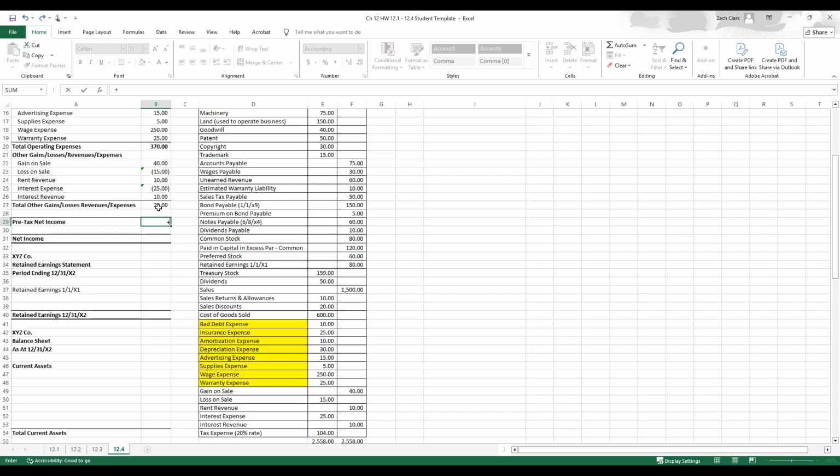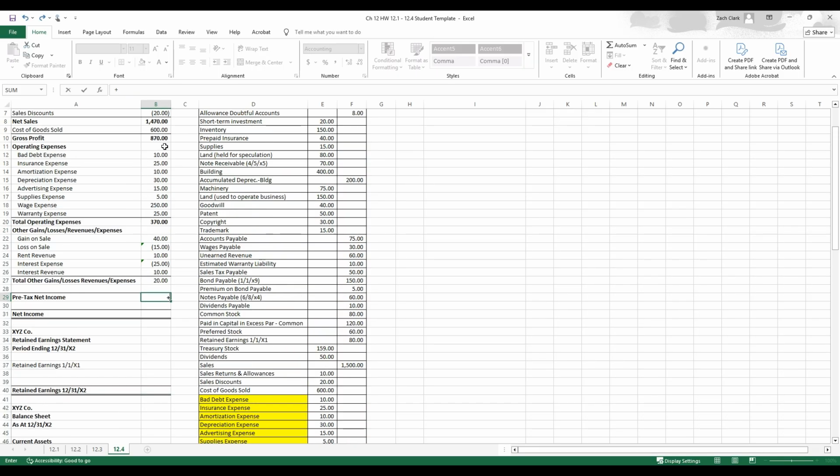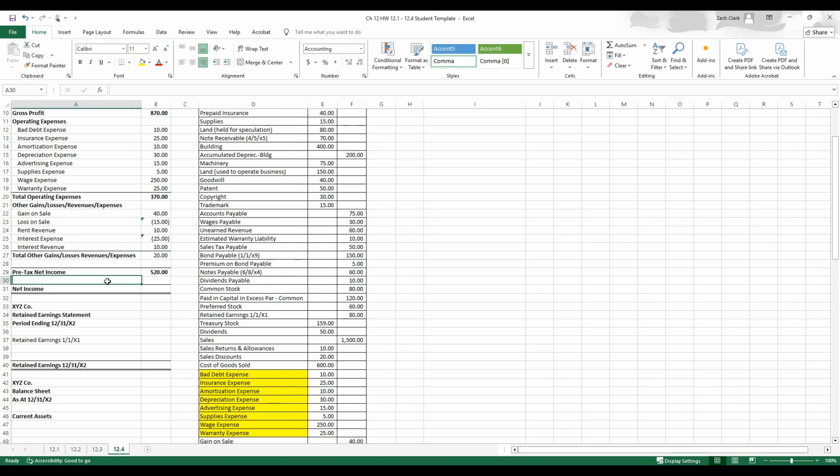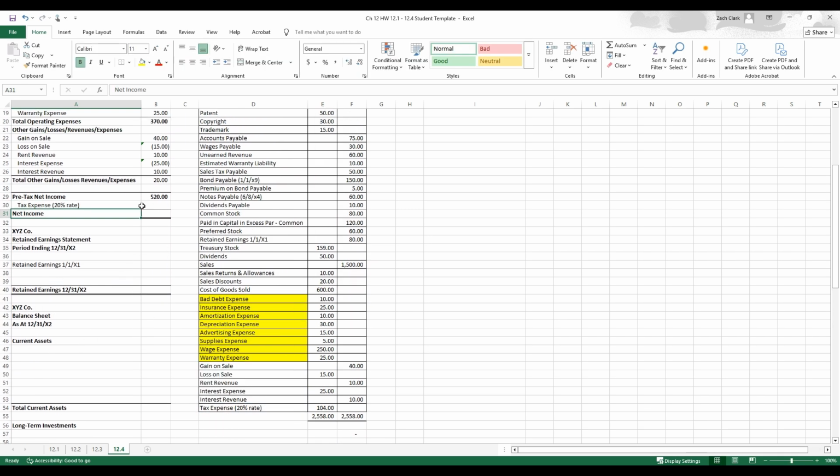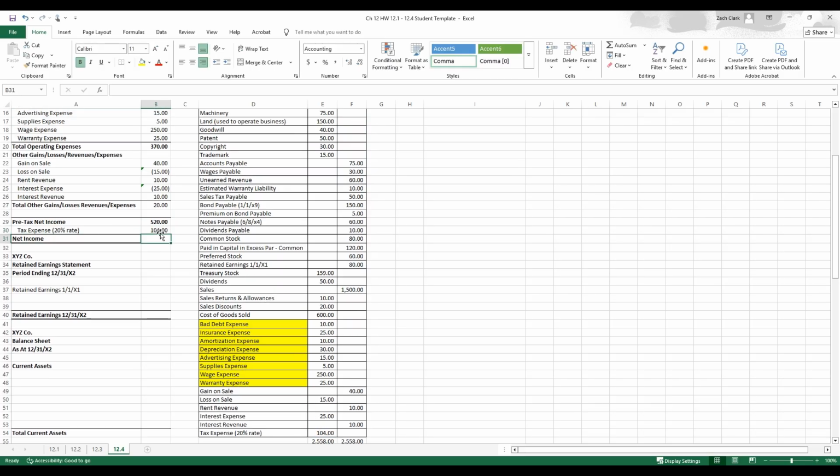That brings us to a pre-tax net income of gross profit minus operating expenses plus other, because it's positive. I guess we could always do plus, and it would just be a negative result if it was more negatives than positives. And then the last item on the income statement here is just our tax expense. And so that's $104. And the way that's calculated, we have the rate in here. It's, take your pre-tax net income times 20%.